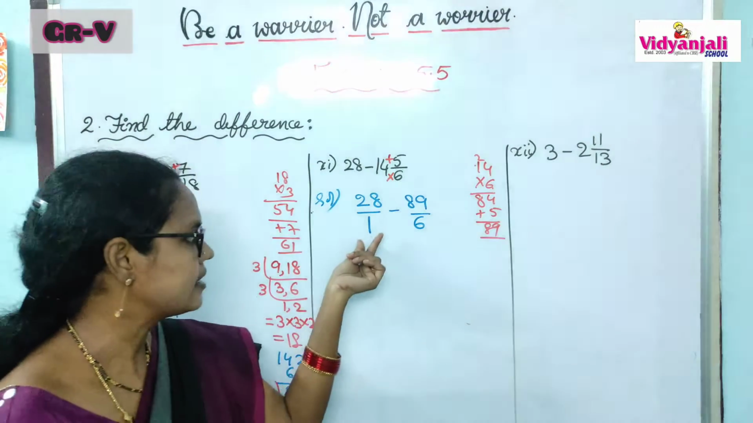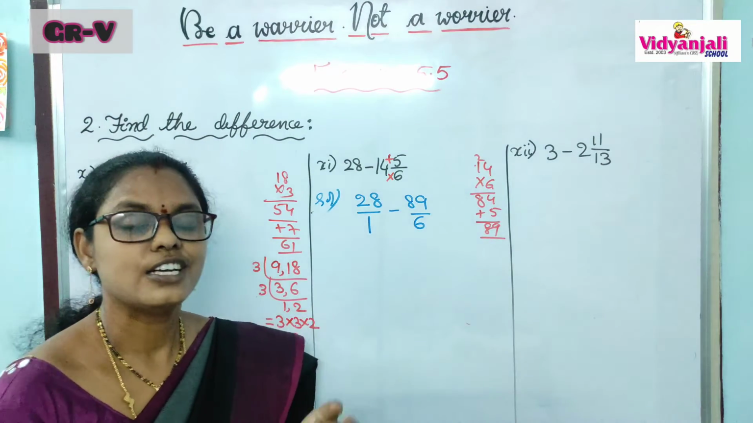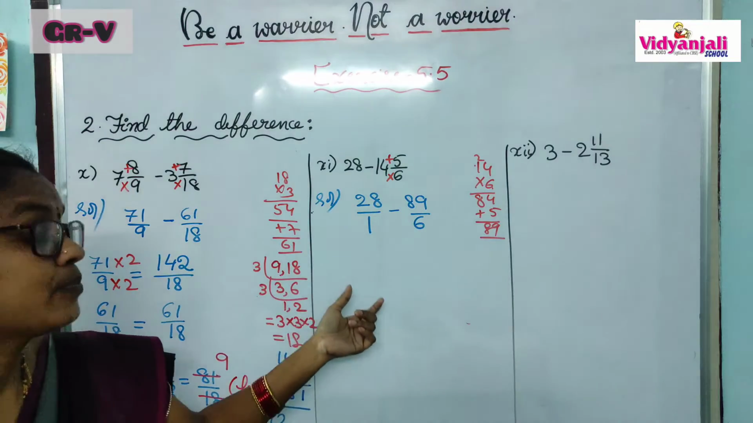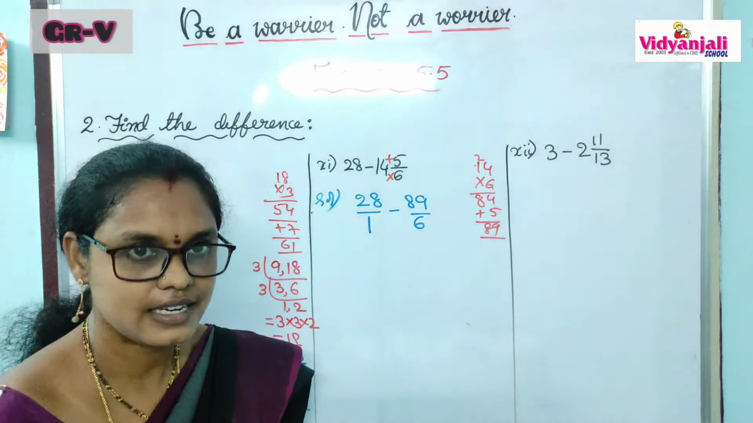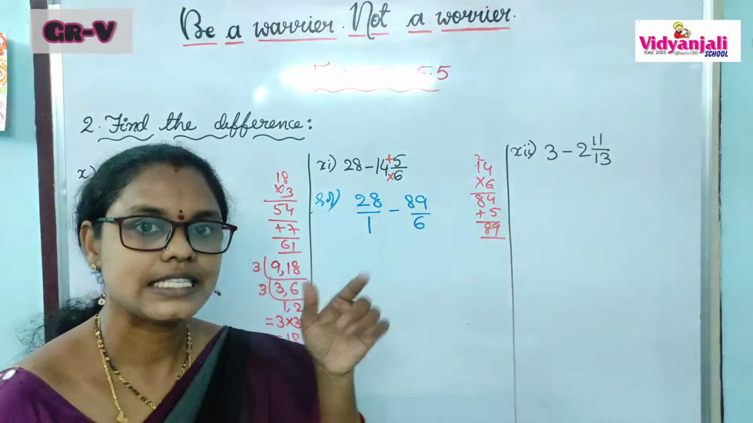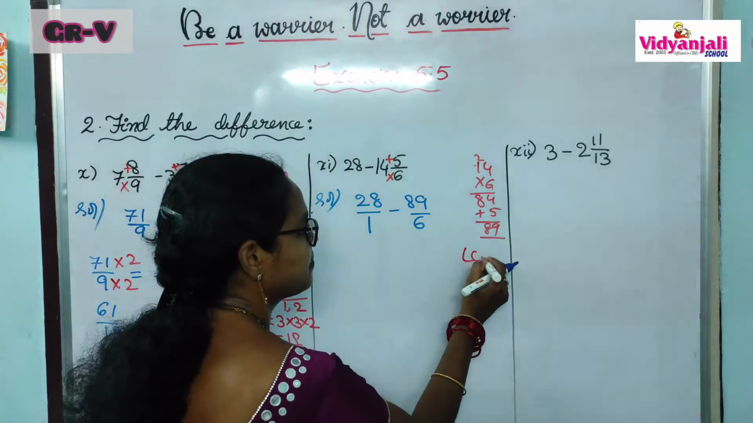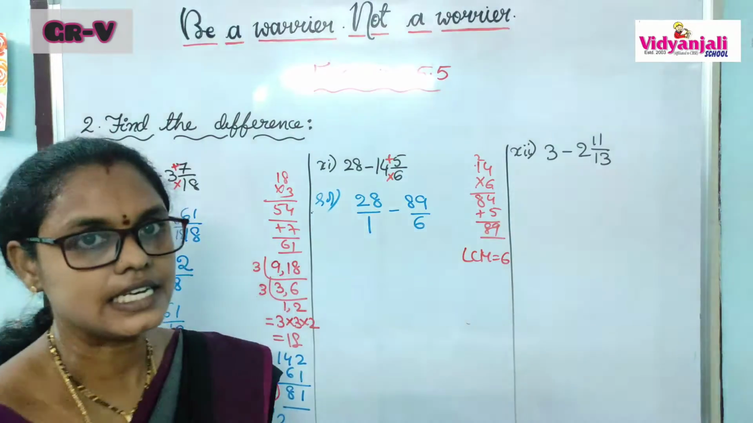Are they like or unlike? 1, 6. They are unlike. So, we have to find the LCM. We know LCM of 1 and any number is the number only, right? So, LCM of 1 and 6 is 6 only. What is the LCM here? LCM is 6. Is it clear?